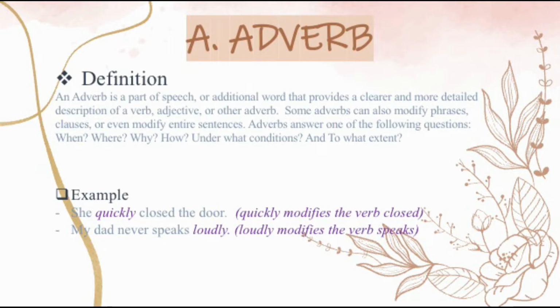Adverbs answer one of the following questions: when, where, why, how, under what conditions, and to what extent. For example, she quickly closed the door. Quickly here modifies the verb close. And then, my dad never speaks loudly. Loudly here modifies the verb speaks.